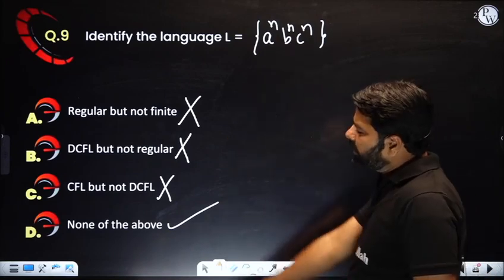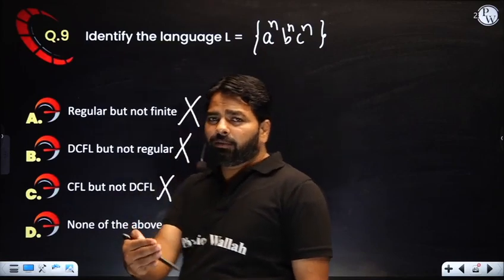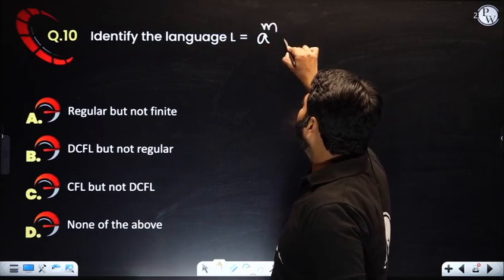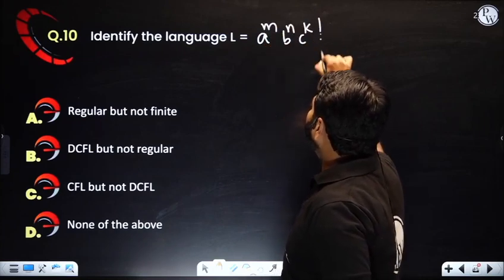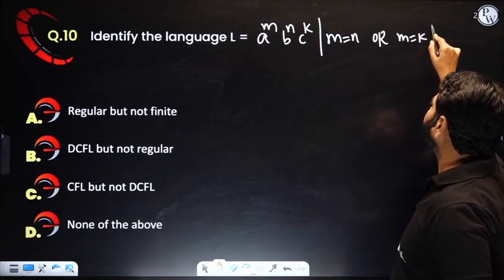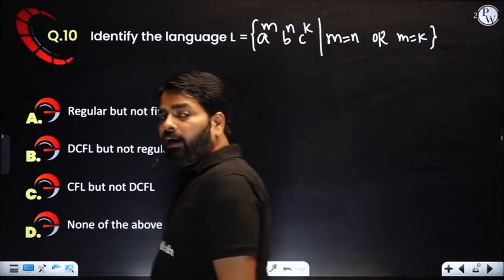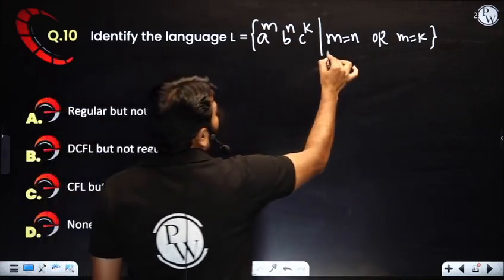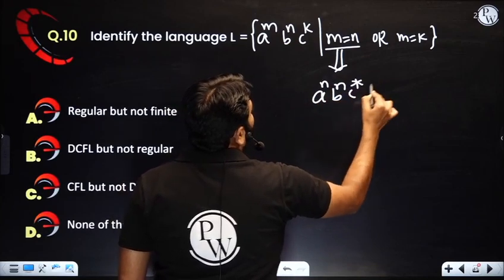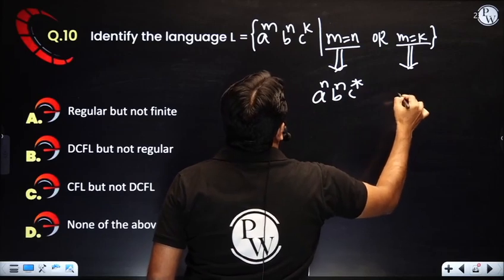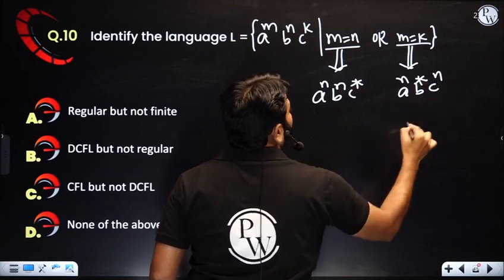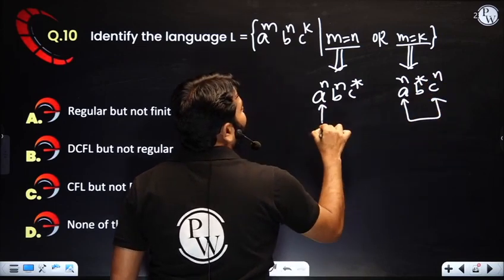You may ask, sir, can you give one example for this option C so that you will have a little bit of confidence to answer that option too? That is a^m b^n c^k, such that m equals n or m equals k. In this case, the number of a's has actually two combinations. When m equals n, that means a^n b^n c star. When m equals k, that is a^n b star c^n. Here a's and c's are equal. Here a's and b's are equal.